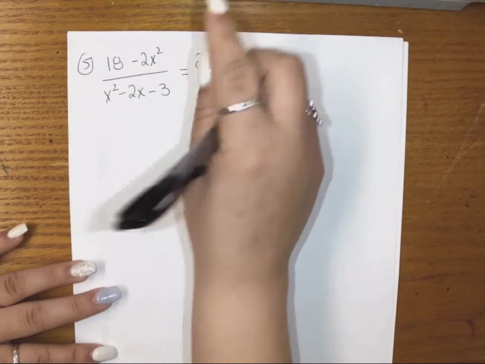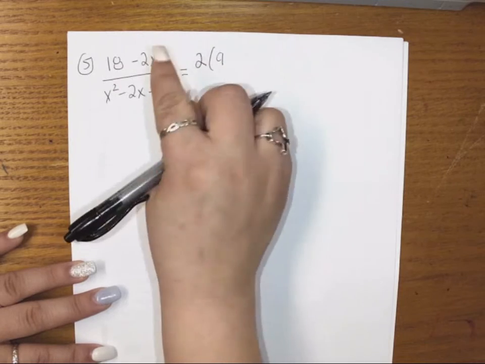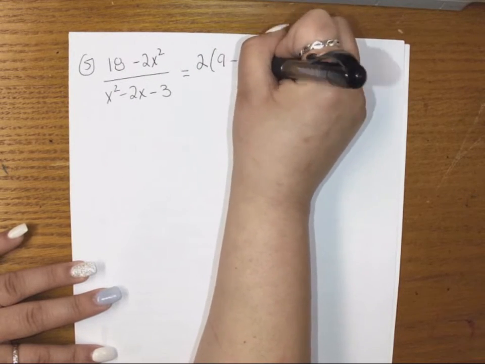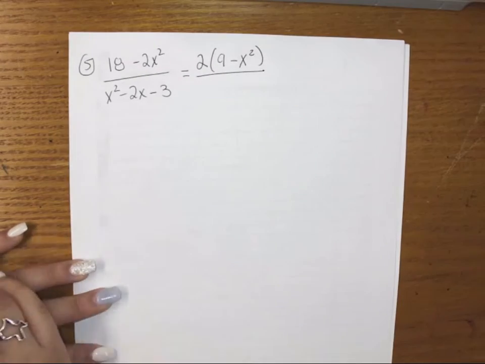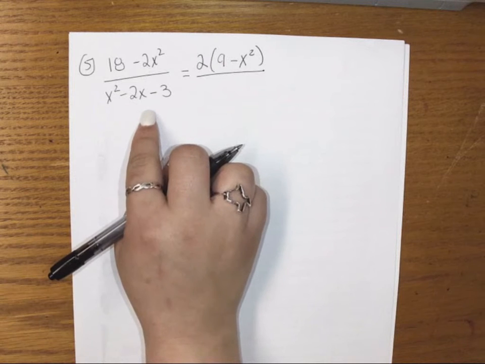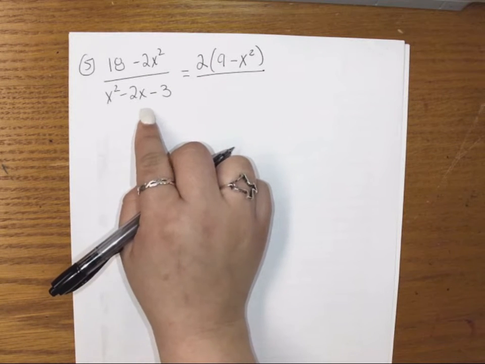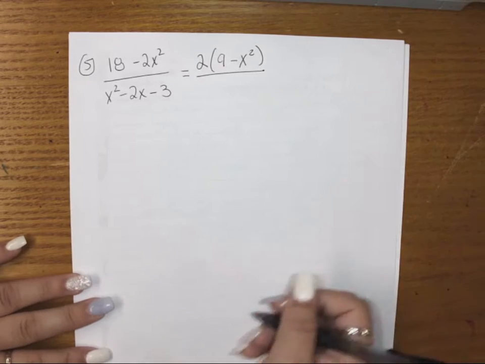When we take the 2 out, we're left with 2 times 9 will give us back 18. We took out the 2, so we're only left with x squared. And on the bottom, because we have x squared minus 2x minus 3, it seems that we're going to have to be dealing with the AC method. In order to factor a quadratic, you have to apply the AC method.